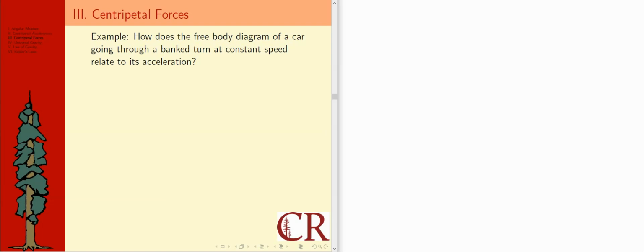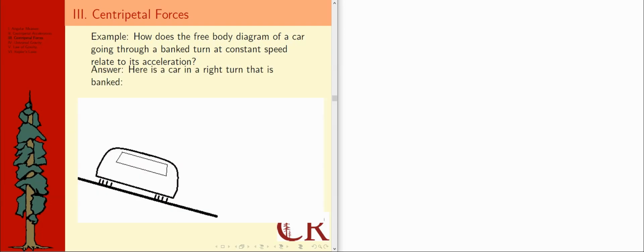How does a free body diagram of a car going through a banked turn at constant speed relate to its acceleration? So for this question, I have another series of pictures, so I think we'll just go through them here. It says here's a car in a right turn that is banked. The view is from behind, and let's start an FBD. So that's kind of similar to a previous example.